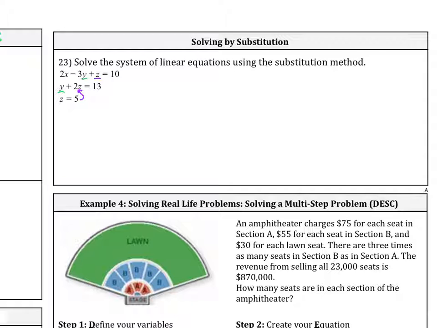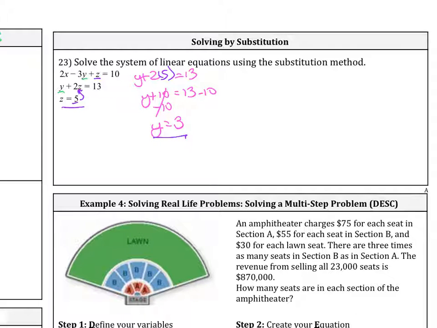All right, so I'll work this one out with you just to help you out. So z is 5, so I'm going to plug it in. So this is going to be y plus 2 times my z of 5, and that equals 13. So y plus 10 equals 13, subtract 10. So y equals 3. So I know z is 5, y is 3.